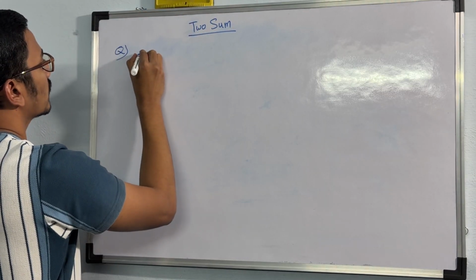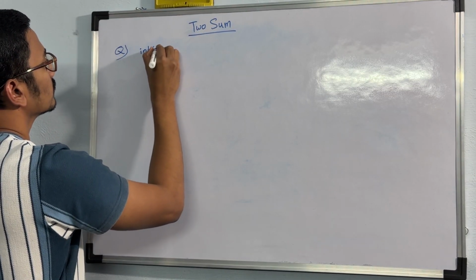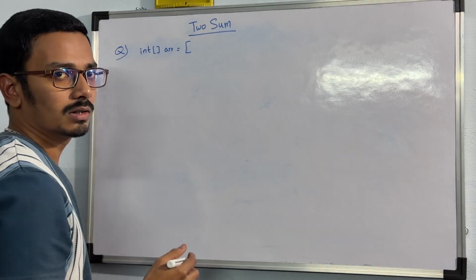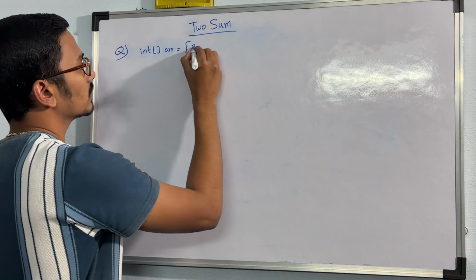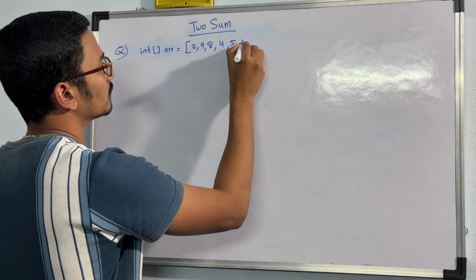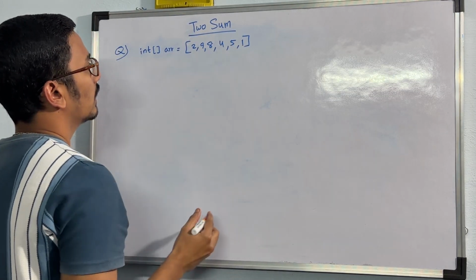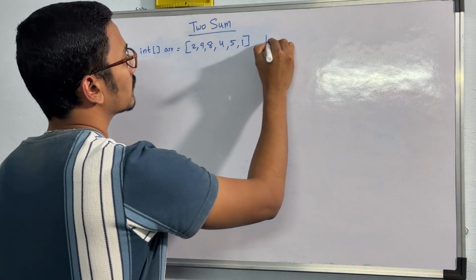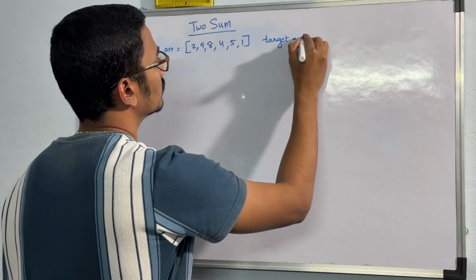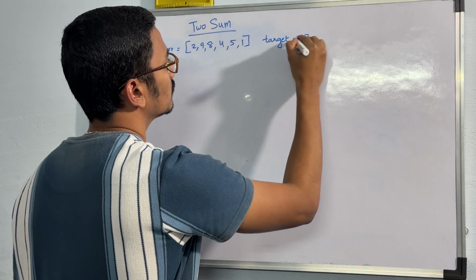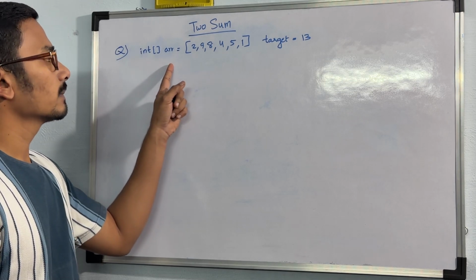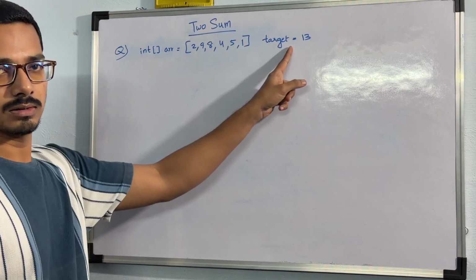They will give an integer array. So this array has random numbers. Okay, let's say 2, 9, 8, 4, 5, 1, and they will also provide a target equal to, let's say, 13. So what they will ask is, this is the input.